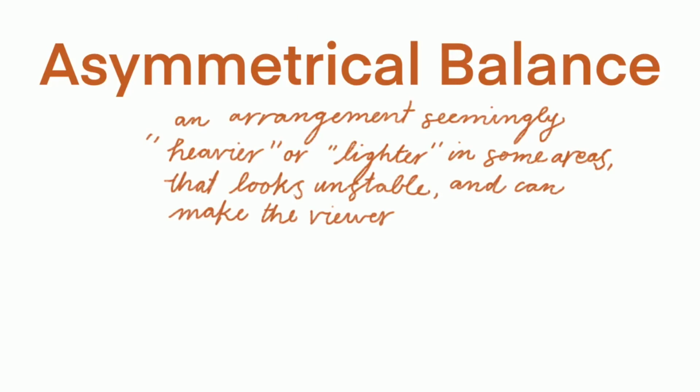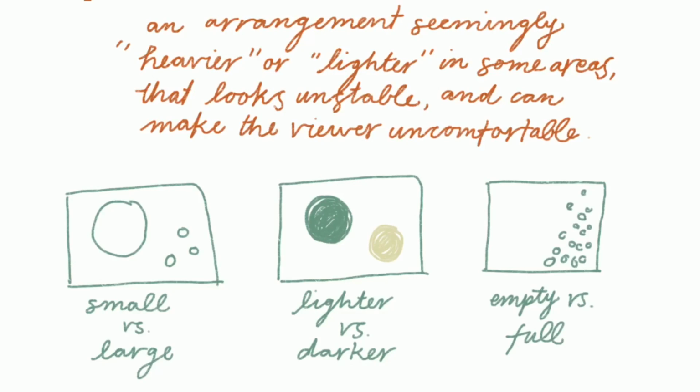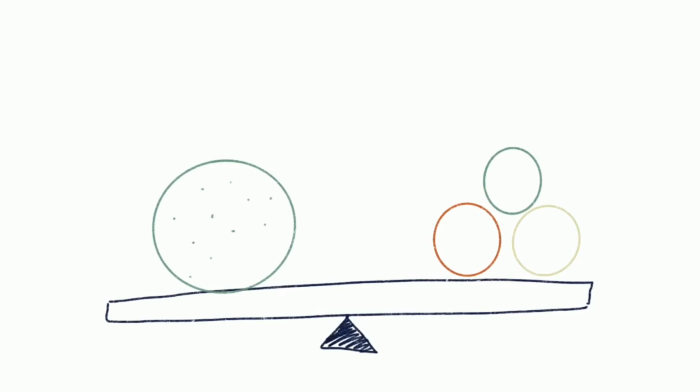An asymmetrical balance is an arrangement seemingly heavier or lighter in some areas that looks unstable and can make the viewer uncomfortable. Asymmetrical balance in art can be achieved through various elements that share contrasting visual principles: smaller versus bigger, lighter versus darker, empty versus full, and spaces are always contrasted and balanced by other elements. The easiest way to understand this type of balance is to imagine a balance scale where weights on one side balance the ones on the other, but they are not the same size, color, shape, texture, or weight.